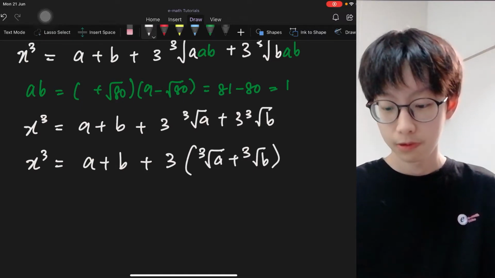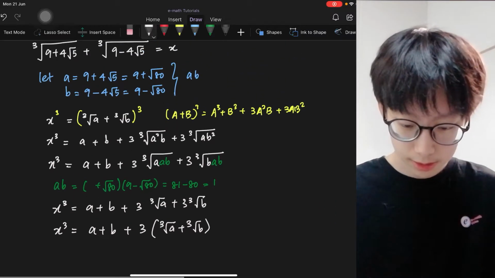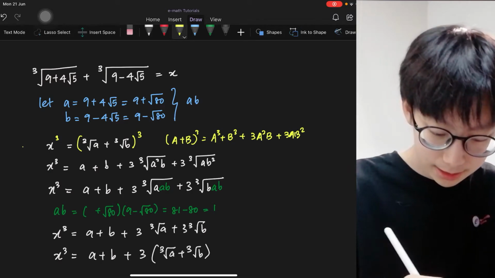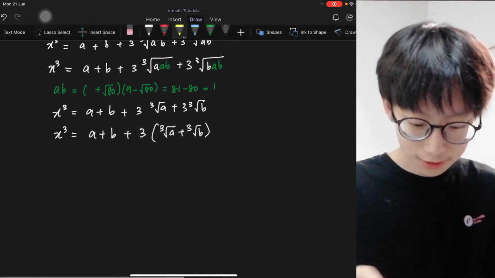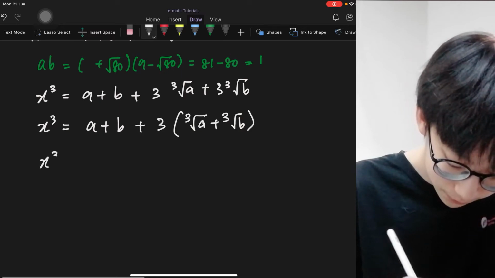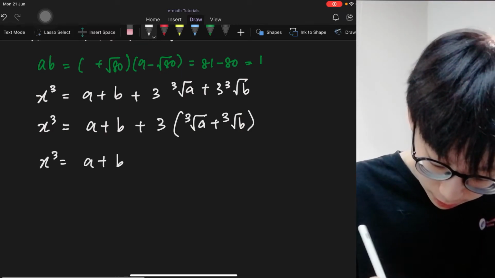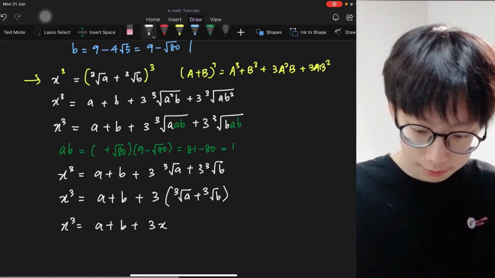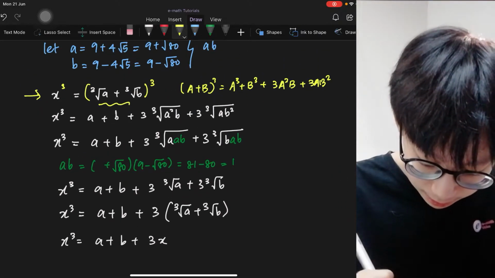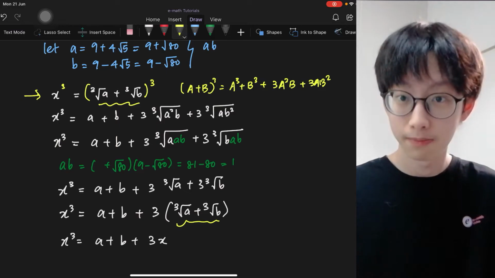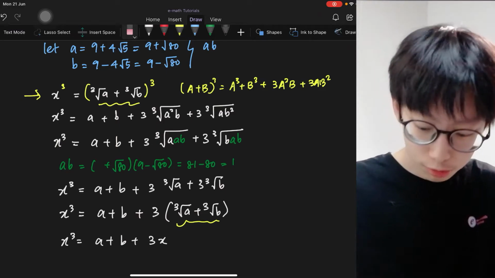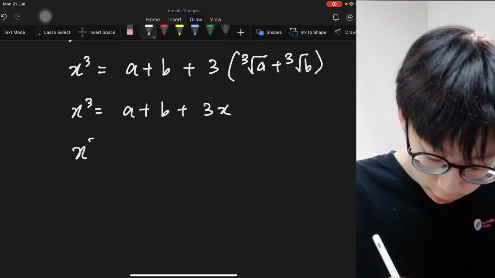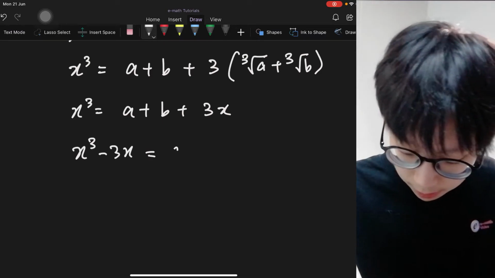And guess what? What's this? This is our x, isn't it? So x cubed is the same as a plus b plus 3 times x, right? Because if you notice, this and these are just the same. So we can just move things around. You have x cubed minus 3x is equal to a plus b.